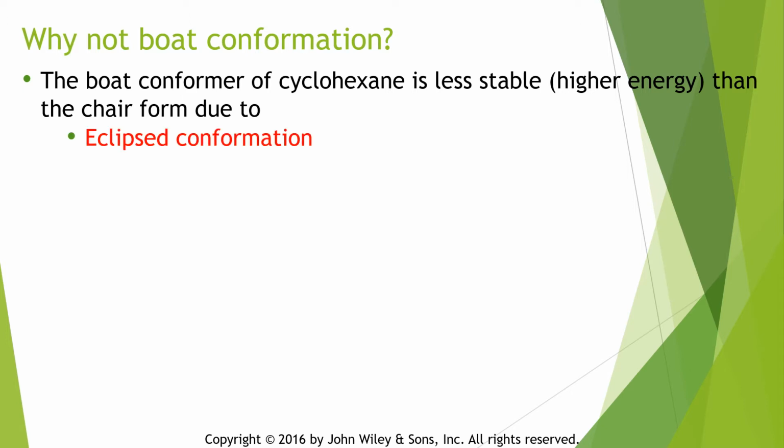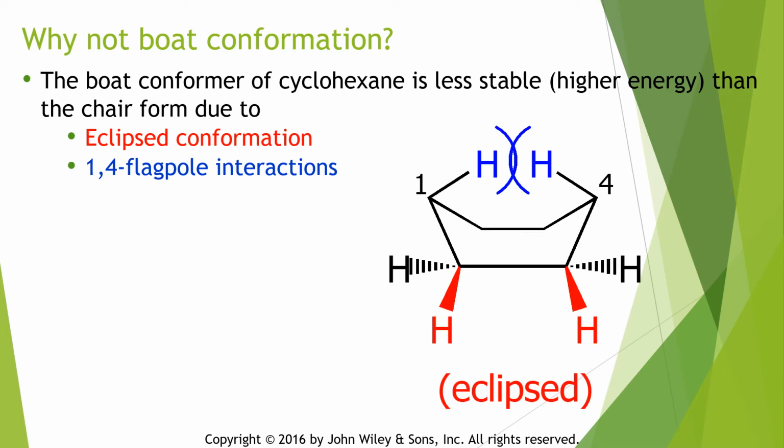So there are a lot of reasons that the boat conformer is not great. First of all, everything is eclipsed. There's also something called 1,4 flagpole interactions, which we'll illustrate in a second. So all of these bonds are eclipsed. And then everything that is on carbons 1 and 4, let's say that they're hydrogen atoms, is going to be trying to share the same space right here. When it's hydrogens, it's not too bad, but imagine if those were methyl substituents trying to take the same space. Those are called 1,4 flagpole interactions, and they are incredibly unfavorable.